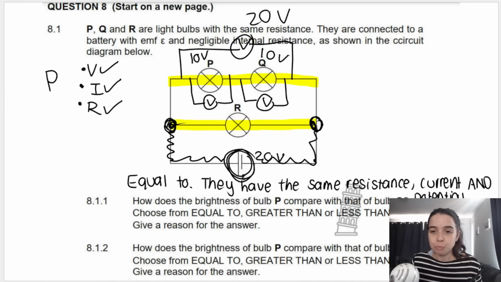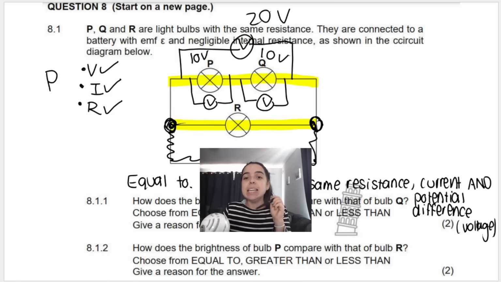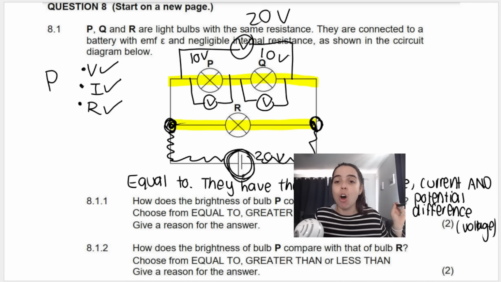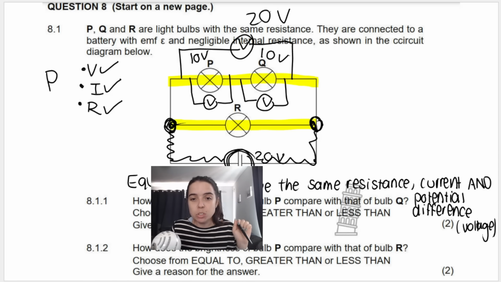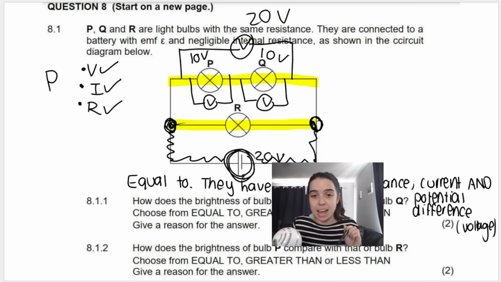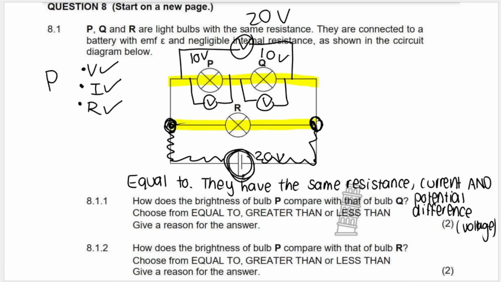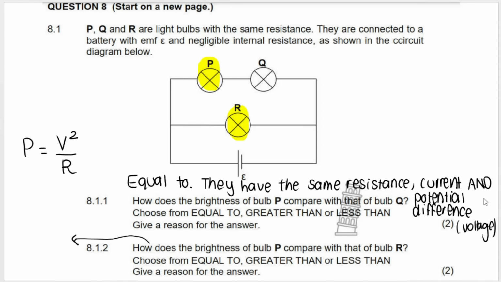Next question, how does the brightness of P compare with that of R? We have to choose from equal to, greater than, or less than, and give a reason for the answer. In this case, the brightness of P, this one over here, will be less than the brightness of R. So your answer is less than. What I mean is this one will shine less brightly than this one.